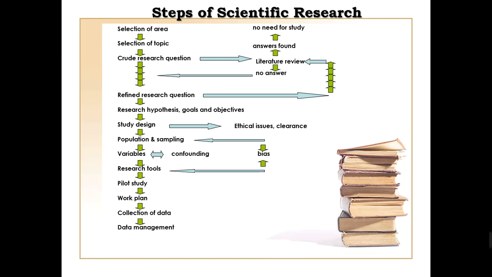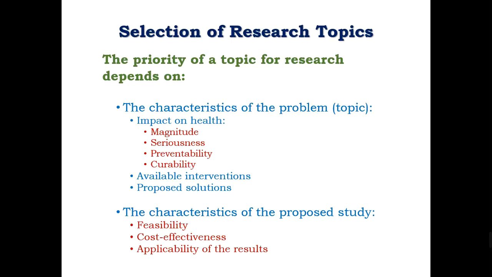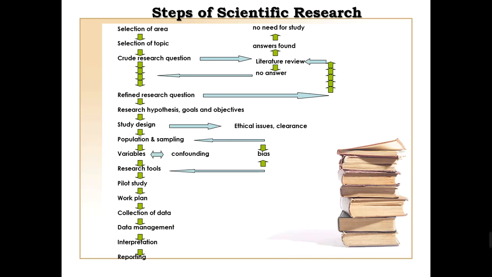That means you have to record all the data in your Google Drive, or otherwise in notebooks. My advice is Google Drive, because that is permanent. And the data management leads to interpretation. You have to interpret your data and finally report in the form of either tabulation or graphing. So these are all the steps to do scientific research.